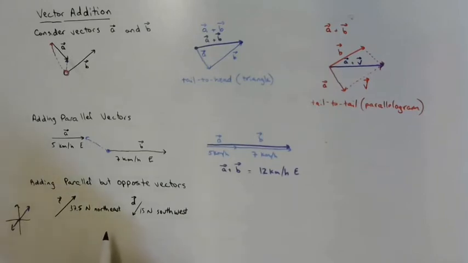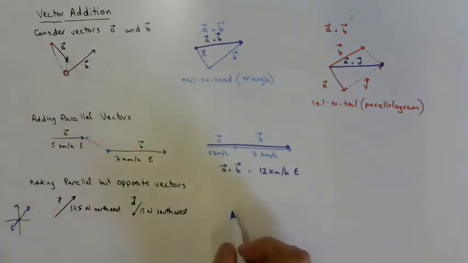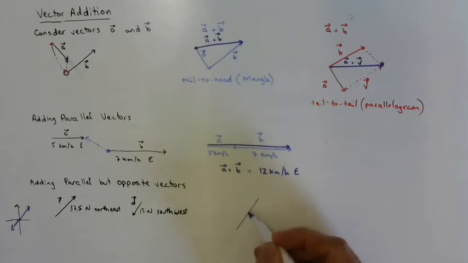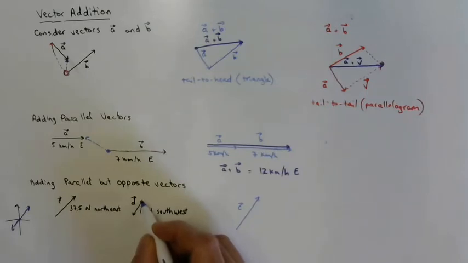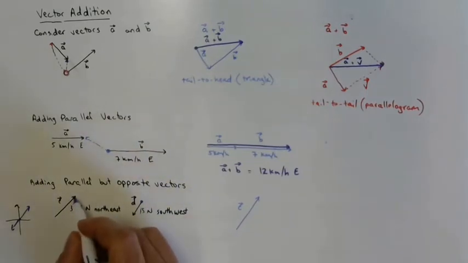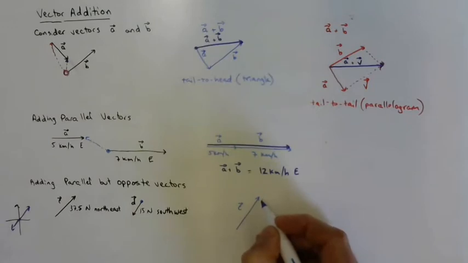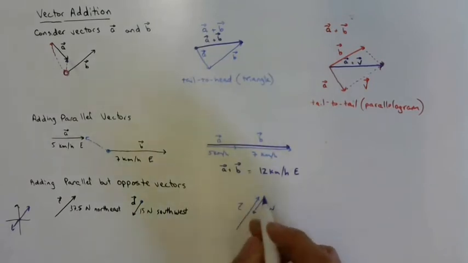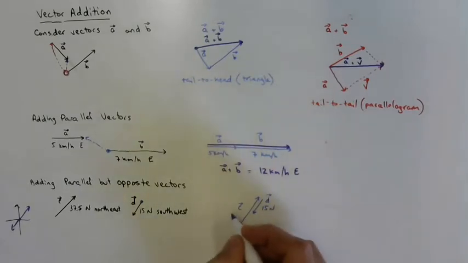So what do we do when we add these up? If you follow the same idea of tail to head, you simply end up with vector C heading northeast, and then we bring the tail of vector D to the head of vector C, and you go backwards 15 newtons, where you went forward 37.5 newtons.